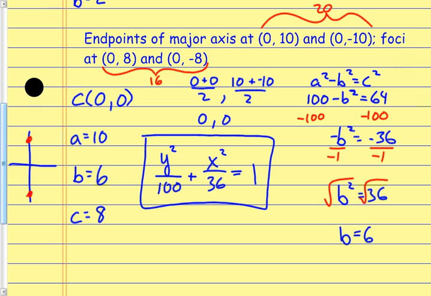All right, center is typically the midpoint. A value is half of the major axis, B value is half of the minor axis, and the C value is half of the distance between the foci. Okay?